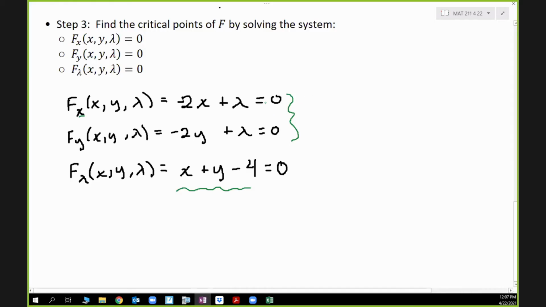So if we can solve, oh, sorry, go ahead. So x and y equal 2. Right, exactly. So if we know what x is in terms of lambda and what y is in terms of lambda, then this equation can be all lambdas because we can replace x and y with stuff in lambda.